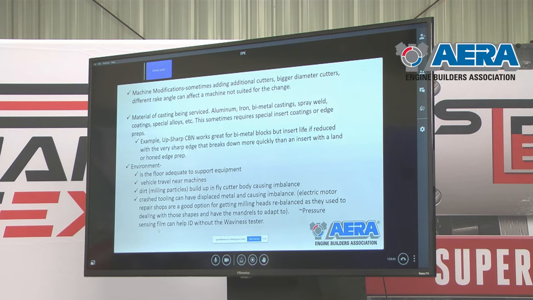Environment: is the floor adequate to support the equipment? Vehicle travel near the machines, dirt, you know, keep the equipment clean. Fly cutter head, once you start to build up too much material in there, they spend time and effort to get these fly cutter bodies balanced. And if you don't keep that clean and it picks up a lot of material in there, then I could have an out of balance in a fly cutter that is induced into the surface finish.